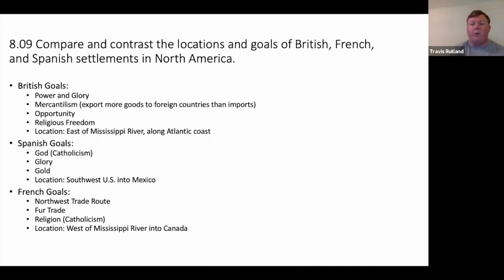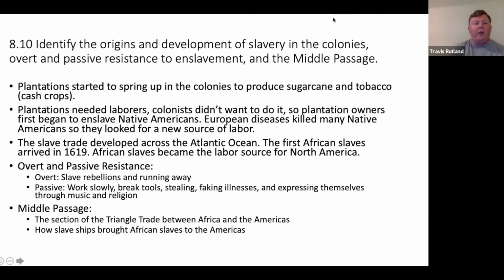And they also came for religion, all right, to spread Catholicism. Their location is west of the Mississippi River and into Canada. Okay, remember they're the ones that own the Louisiana Purchase that they will sell to us later on. All right, 8.10.